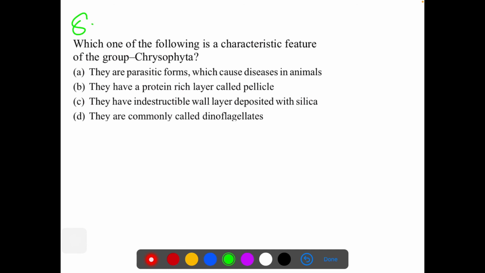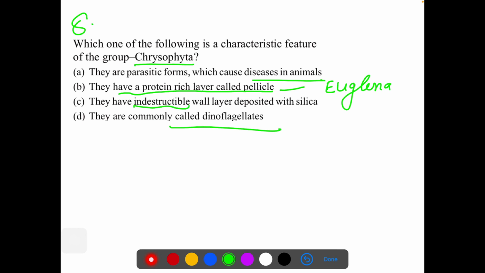The last one is, which one of the following is a characteristic feature of the group Chrysophyta? Okay, diatoms come under Chrysophyta, right? They are parasitic forms which cause diseases in animals. Okay, there is nothing like that. They have a protein-rich layer called pellicle. You know pellicle is a Euglena feature. They are commonly called dinoflagellates. In Chrysophyta, no. They have an indestructible wall layer deposited with silica. Do you think this answer was not clear to you? No, this was the straight answer.